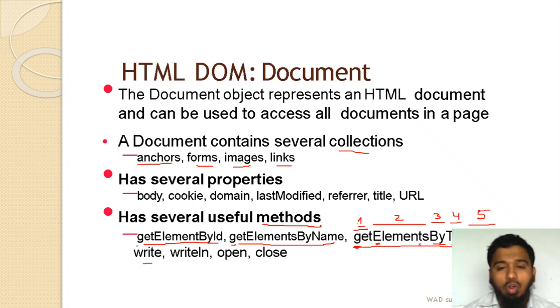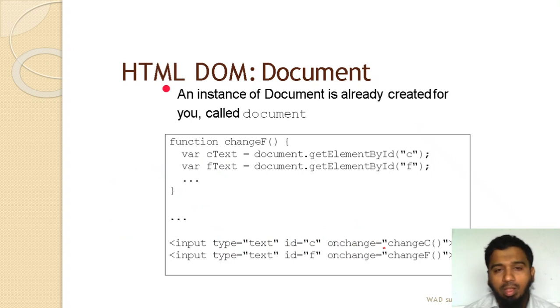The first letter should not be small; for the rest of the words in the method, the first letter of the second word onward, every first letter should be capital. Here an instance of document is already created for you, called document. Here we created the function, like in the last class we created some function. I showed you the example while clicking the buttons.